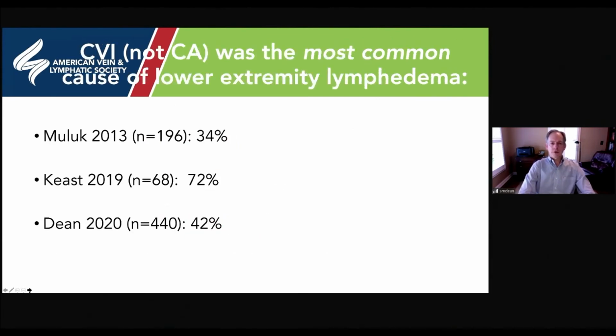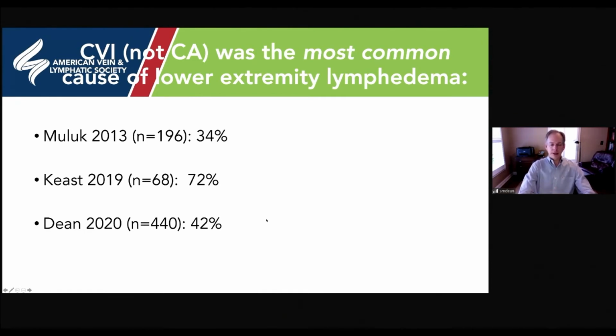And then also, there is relatively new data. I mean, obviously new. Here's a 2013 reference showing that CVI and not cancer was the most common cause of lower extremity lymphedema in some of these series. And it was 34% in a Mulick study. In the Canadian registry published last year, it was 72%. And then finally, data from our institution that was just published this year, it was 42%.